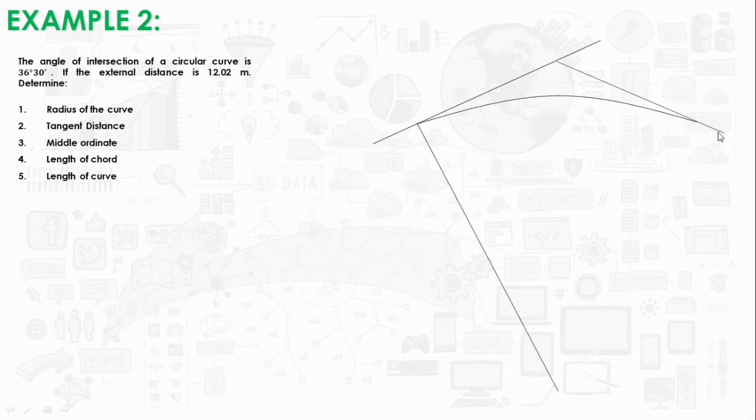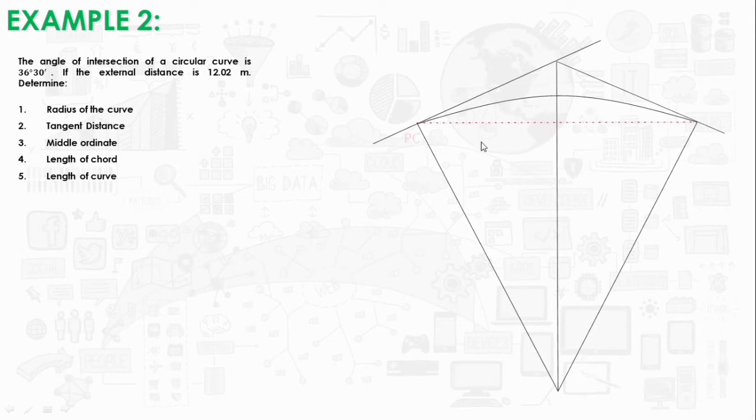And also given is the external distance, which is equal to 12.02 meters. So first step, we have to draw the curve or our arc. So we have this curve and we draw a tangent line. The tangent line on the circle is always perpendicular to its radius. So this will be the center of our circle. And we draw the long chord from the beginning of the curve to the end of the curve. Then we draw a straight line from the center of our circle to the point of intersection.